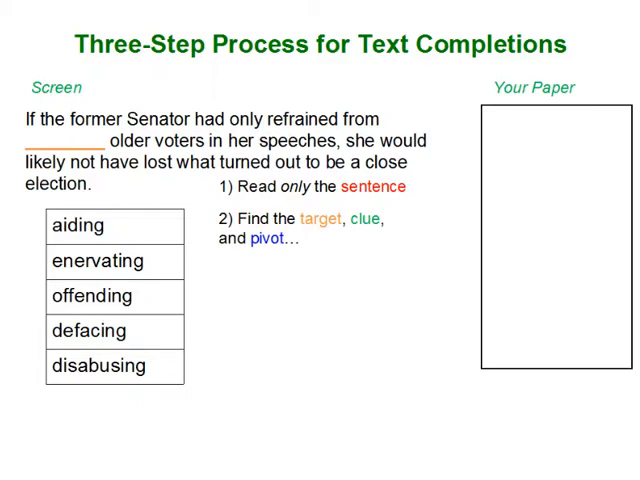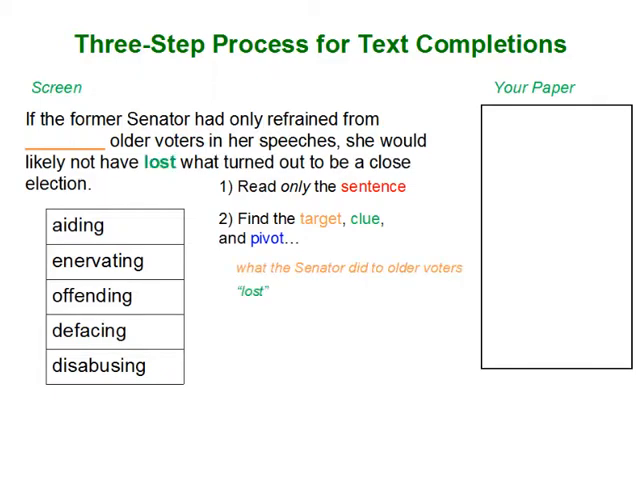And the pivot may not be present in every single text completion problem, but it will be in many of them. And pivots are sort of structural words typically that control the direction of the sentence or control the relationship of different aspects of the sentence to one another. We'll talk a little bit more about what we mean by that.